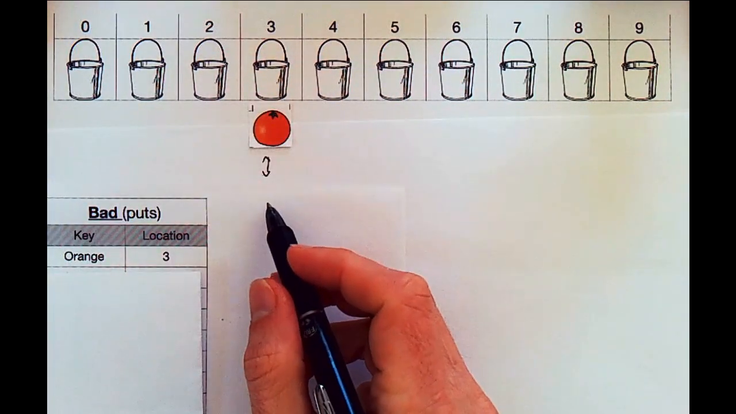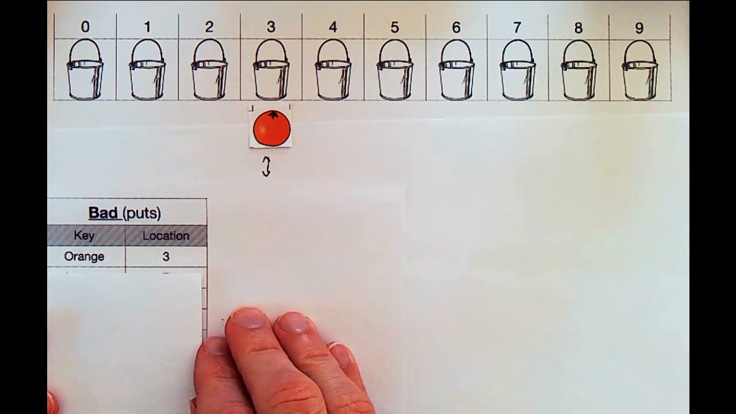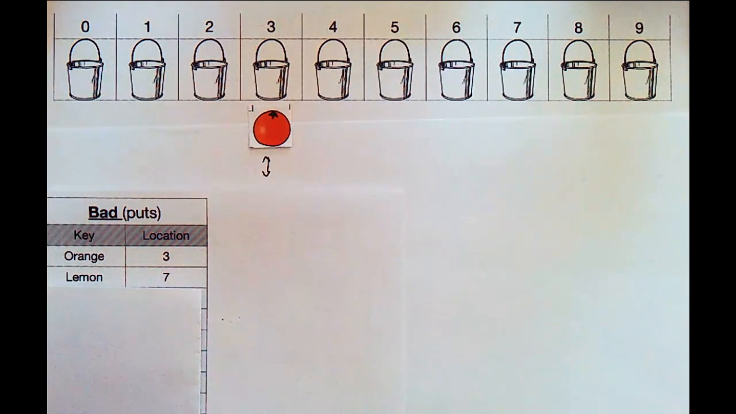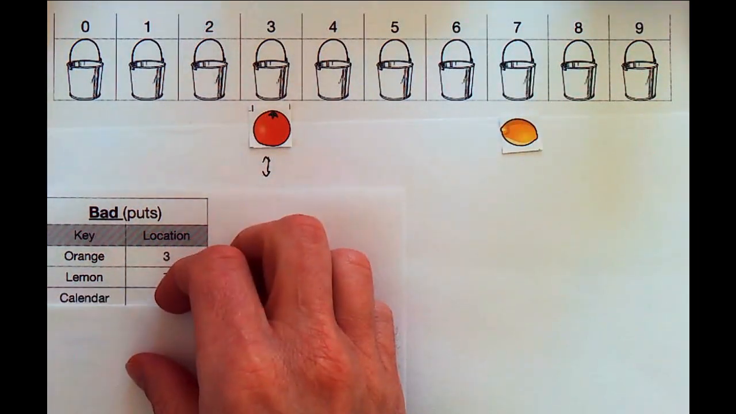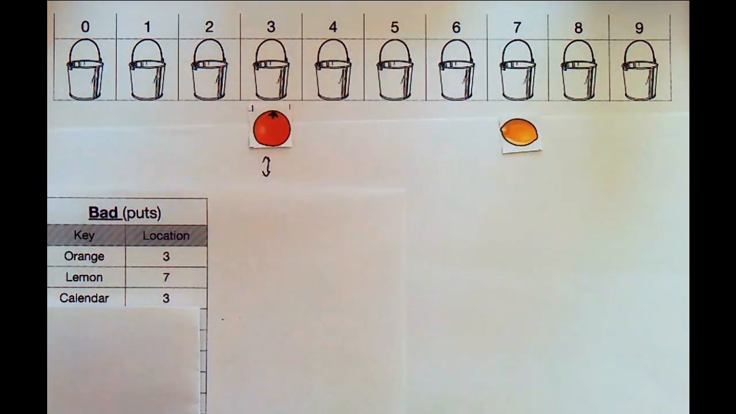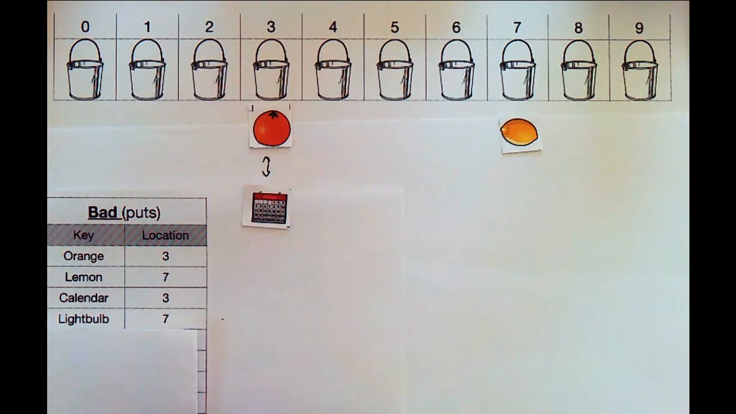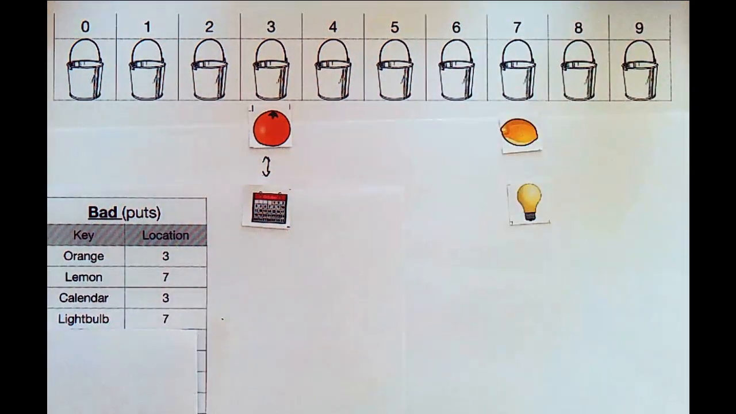So if there's something down below the orange, we'll show a little linked list arrow connecting to it, which we'll get to here just a second. So the lemon would go in box 7. So if we want to put a lemon in here, we'll put it in box 7. And now we'll put a calendar in 3. So this is where we have a collision, and we'll indicate that with kind of a node in our linked list here. Now we'll put a light bulb in 7. So again, there's a collision.